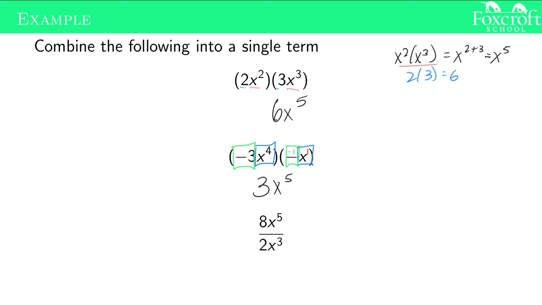The same thing is going to happen for division. I can think about the number part. 8 divided by 2 is 4. And then the variable part, x to the fifth over x cubed. 5 minus 3 is 2. So 4x squared is going to be a simplified version of that expression.